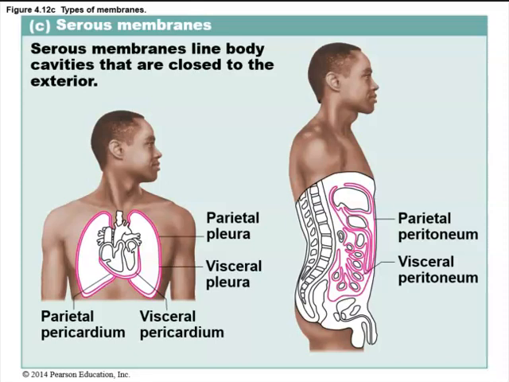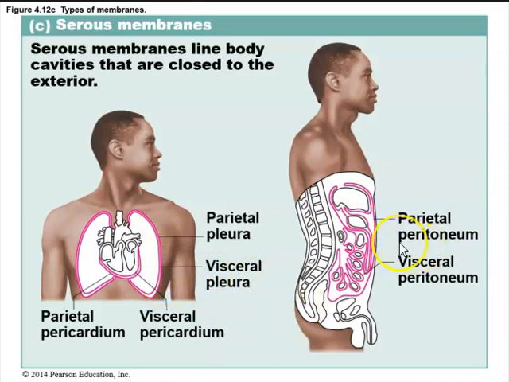So we have our parietal pleura and visceral pleura, so these serous membranes surround the lungs. We have our pericardium, we have the parietal pericardium and the visceral pericardium. Again, visceral means organs, so this visceral layer is the layer that is closely attached to the heart, just like the visceral pleura is the serous membrane layer that is closely attached to the lung.